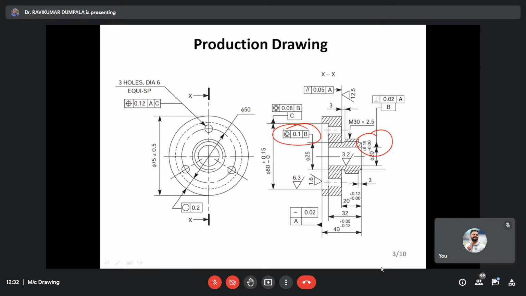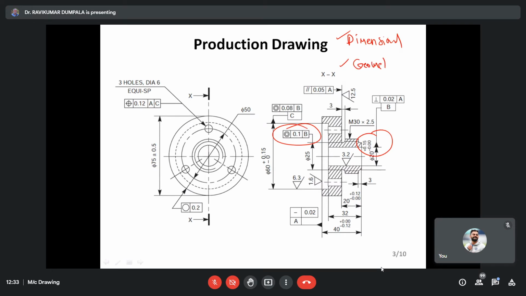So in the production drawing, we give not only the dimensional tolerances, we also give the geometrical tolerances. Please remember, we have two types of tolerances. Dimensional tolerances are on any given dimension, a linear length, or an angle. Another part is more complex, and if you define those things, the cost of the product increases like anything.